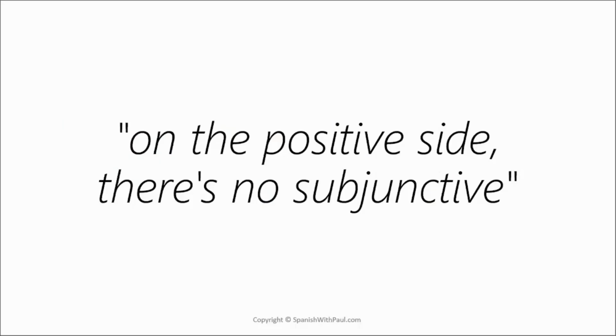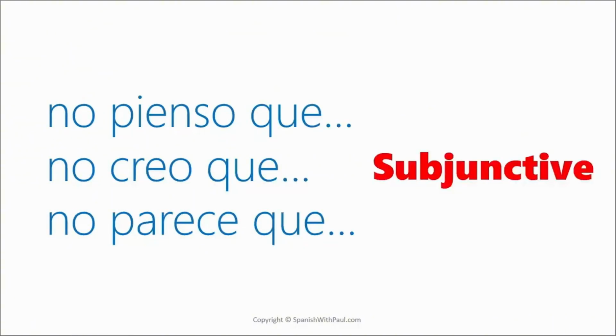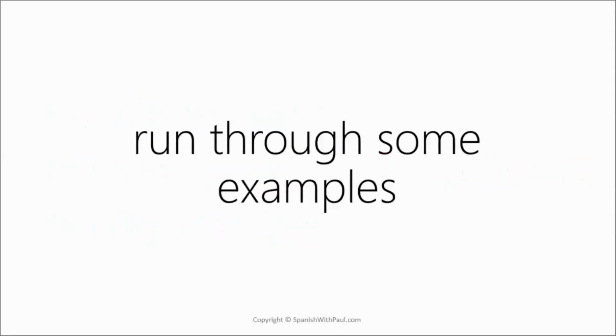One way to help you remember this is a saying, on the positive side, there's no subjunctive. Meaning, if you look on the bright side, or at least on the positive side, there's no subjunctive. So whenever it's in the positive, you can be happy because you don't have to worry about using the subjunctive. It's only on the negative side that you do. Let's run through some examples.